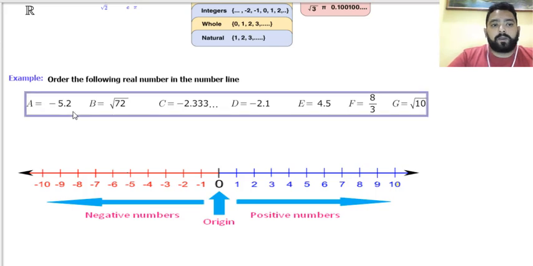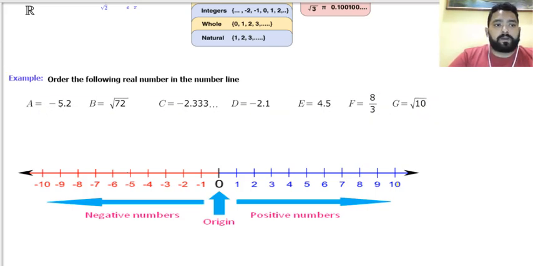To locate these numbers, we're going to start with the letter A, which is negative 5.2. So we are going to locate negative 5.2. It's between negative 5 and negative 6, but it's closer to negative 5. So our location is here, and we're going to plot the letter A.